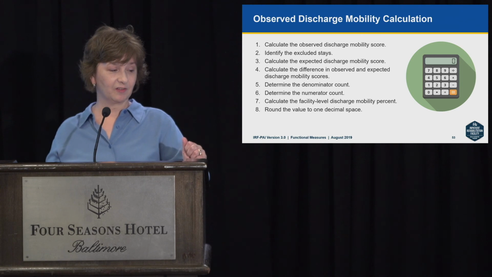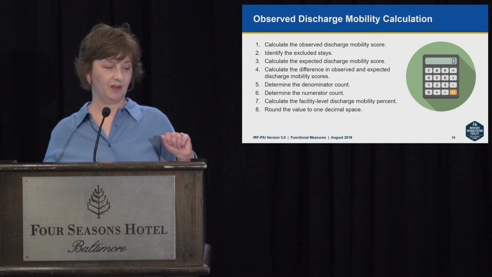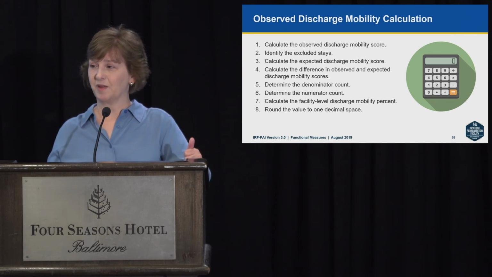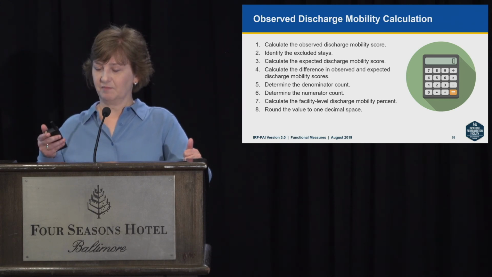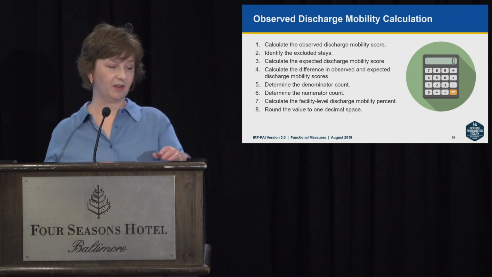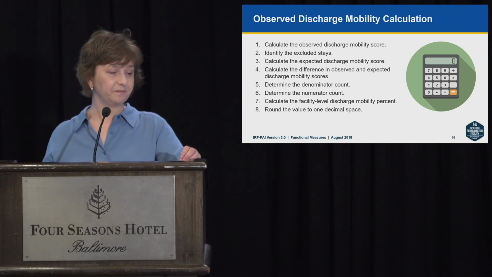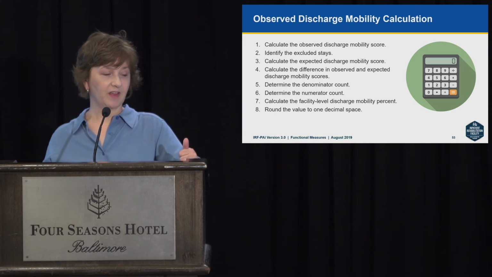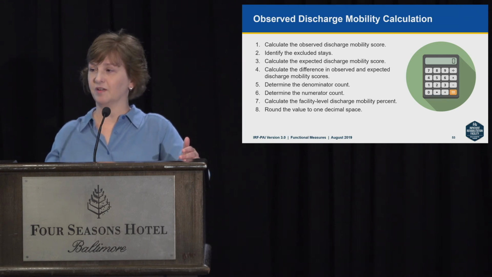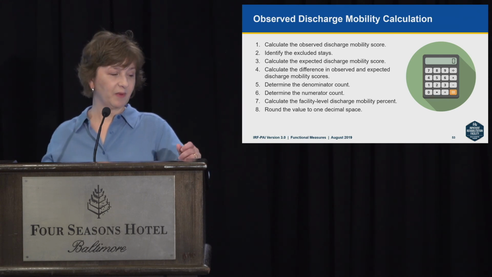You'd identify the excluded stays so that they can be excluded and you only have included stays. You'd then calculate the expected scores based on the risk adjustment. There are published regression coefficients and intercepts on the CMS website that can be used to calculate that expected score. So the expected score is calculated. You would then calculate the difference between the observed and expected to see if the observed was equal to or higher than the expected score.